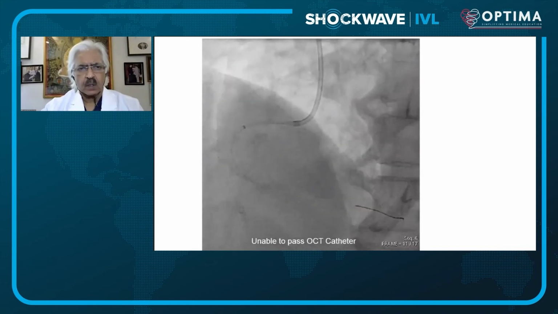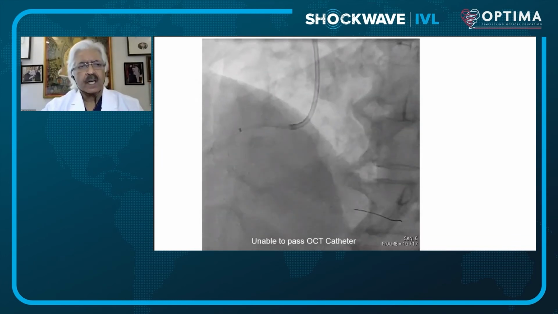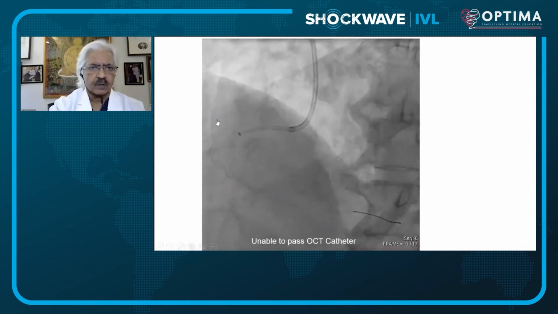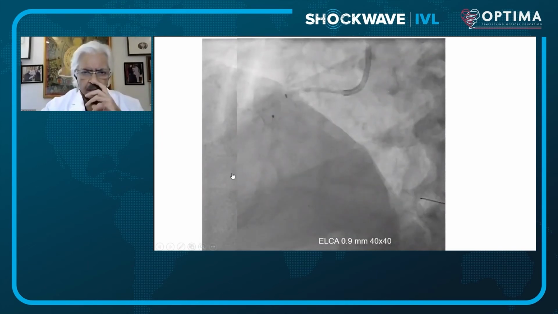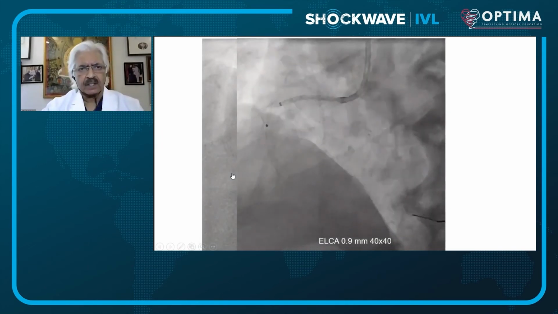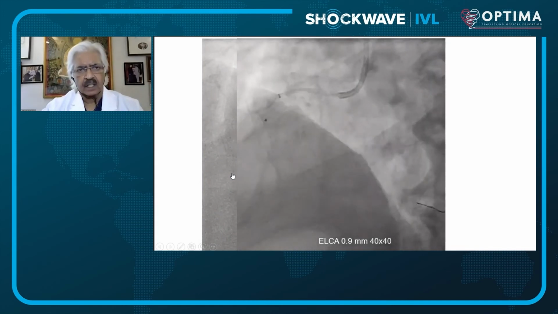Obviously, I'm unable to pass an OCT catheter to analyze this lesion, and therefore, in the presence of a known calcified constriction there, as you can see, and in the presence of thrombus, my next choice became not rotational atherectomy, but an excimer laser. So the ELCA 0.9 millimeter catheter is passed down. Yes, it did take its time, at 80 pulses, to actually cross that area.